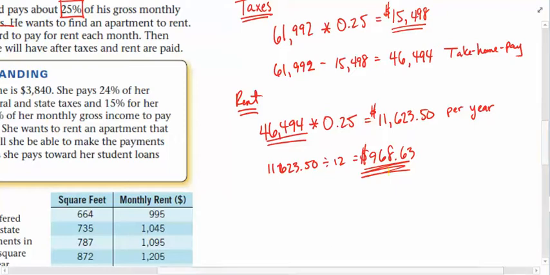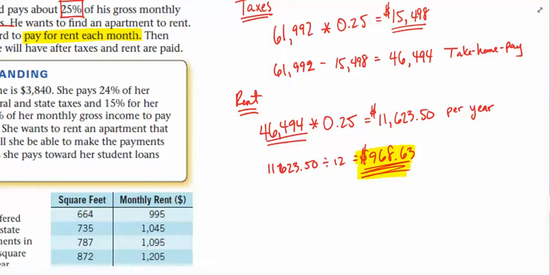So this is a good answer for the first question in this problem. How much can Alex afford to pay for rent each month? Well, close to $1,000, $968.63.